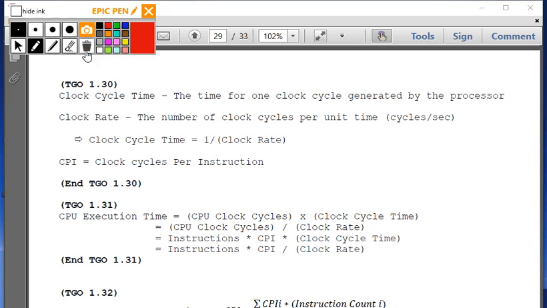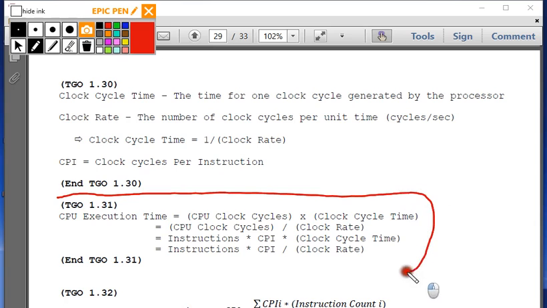This becomes more complicated when we want to calculate it out. Now you can see a number of different ways to calculate the CPU execution time. What the CPU execution time means is I have a number of instructions, and each instruction takes a certain amount of time.